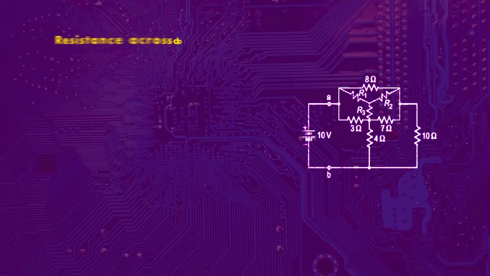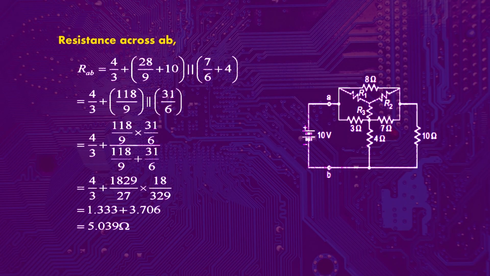So resistance RAB is equal to what? In the diagram you can see how these resistances are calculated. By the equivalent you can easily calculate the resistance. Here 28 upon 9 and 10 ohm resistances are connected in series, and resistances 7 upon 6 and 4 ohm are connected in series, and these two equivalent resistances are connected in parallel. After solving this you can calculate the total resistance RAB, which comes equal to 5.039 ohm.